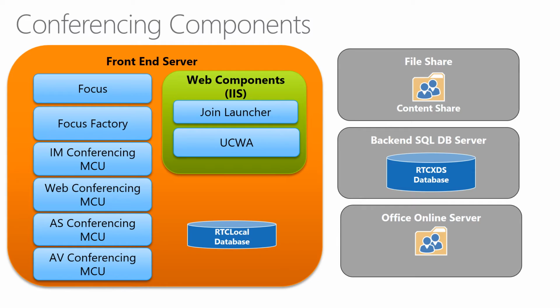On the front-end server, of course, we see the focus factory, and the various MCUs that we've already discussed. And then in terms of web components which run on IIS, we have the Join Launcher and the Unified Communications Web API. And of course, each front-end server has the RTC local database.